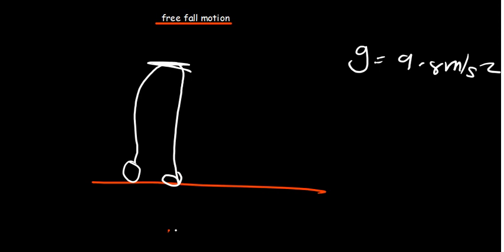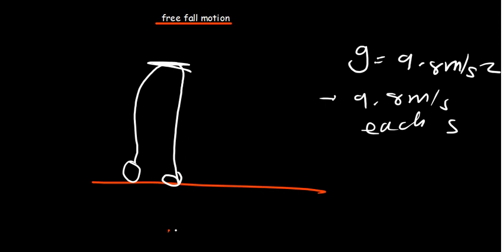Okay, so what does this mean? The moment when the object starts going up, the velocity is going to be reducing. Okay, the velocity is going to be reducing by negative 9.8 meters per second in each second.